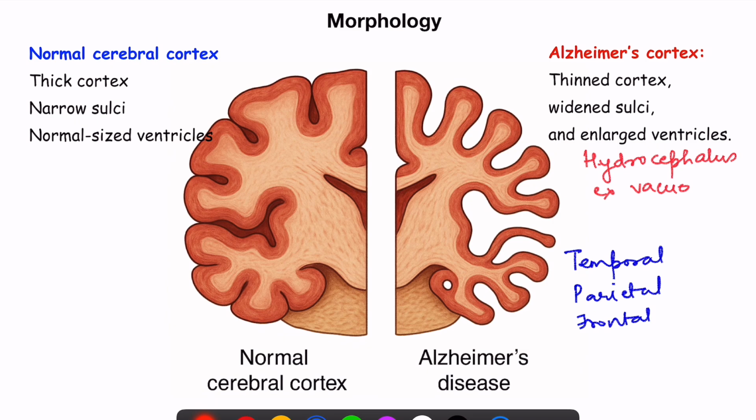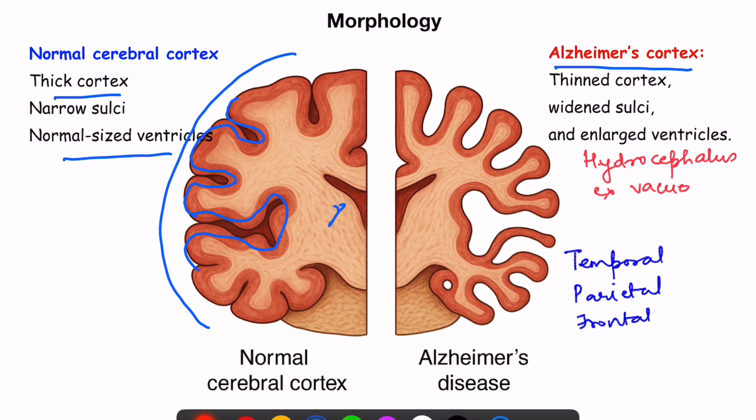Okay. Now, what are the gross features which are seen? And these are seen at autopsy, or these days it can also be seen in PET scan. So what are these? See, this side it is showing normal cerebral cortex and the other side is showing Alzheimer's disease. So in normal cerebral cortex, we see thick cortex, narrow sulci. Sulci are these grooves between the gyri, okay? And normal sized ventricle is there.